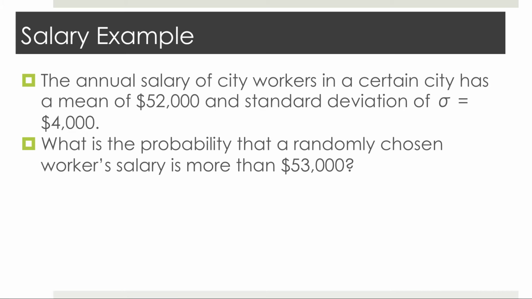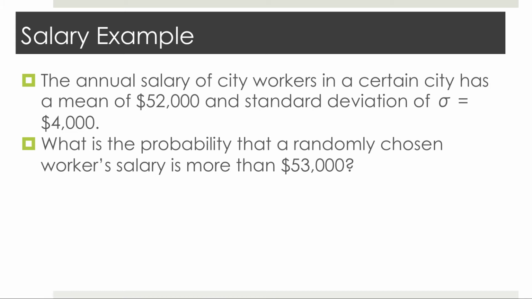So here we're looking at one of the workers from the entire population, randomly choosing his or her salary and seeing how likely it is that their salary is greater than $53,000. Now, notice that in order to do any kind of probability calculations, we need a probability model. The one we've been talking about a lot is the normal curve.